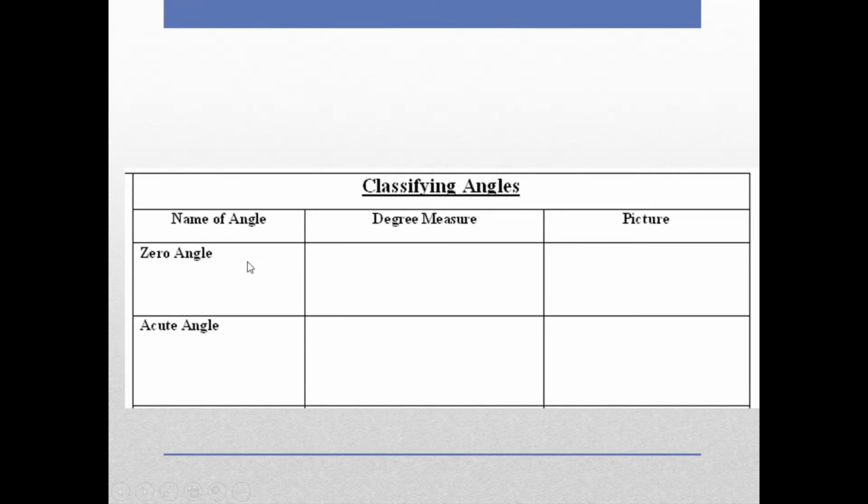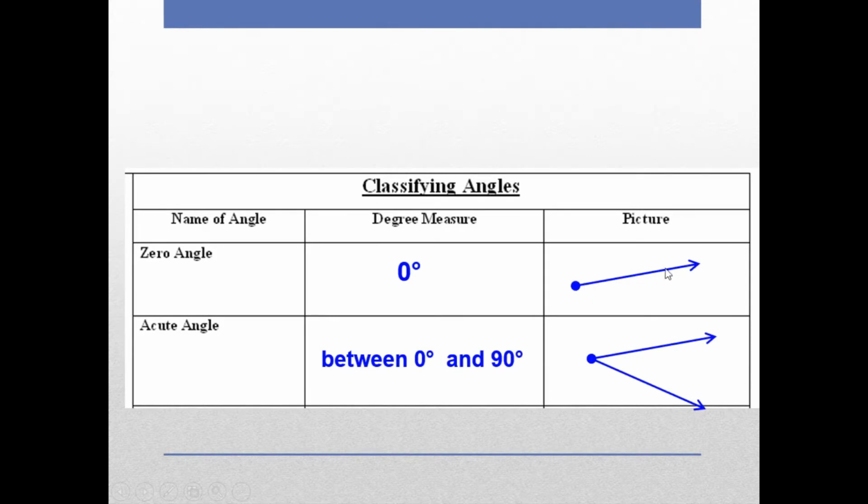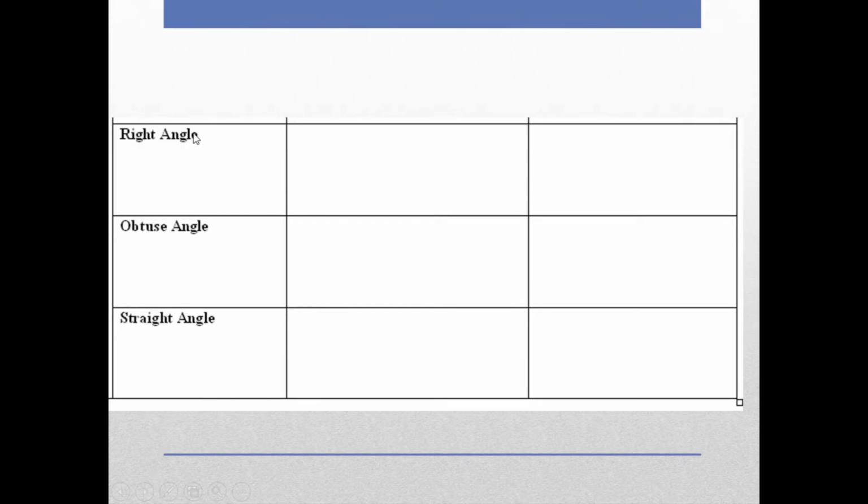Some additional vocabulary that you need to know: a zero angle is an angle with 0 degrees. When you have overlapping rays, there is no other angle that opens up, or other ray that opens up to make an angle. An acute angle is an angle that is between 0 and 90 degrees.